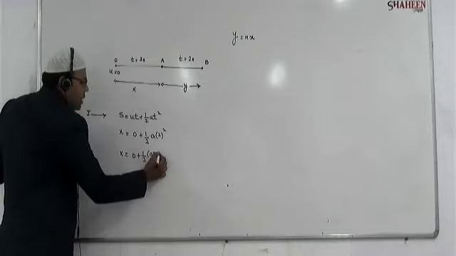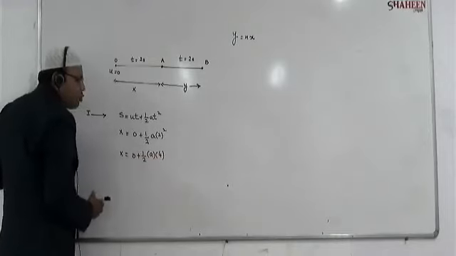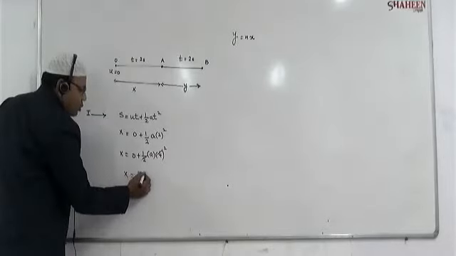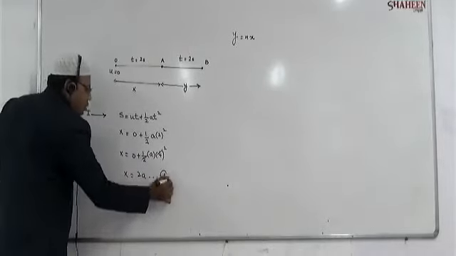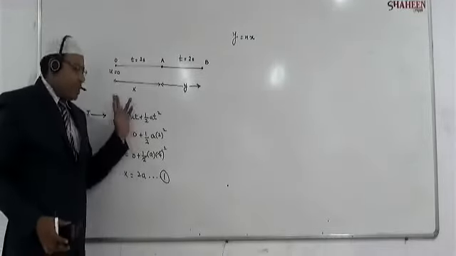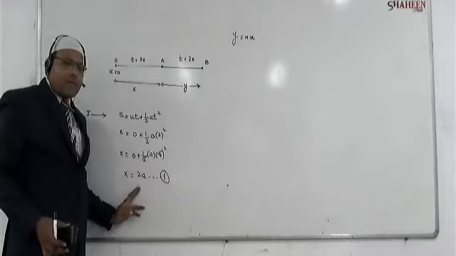So x is equal to 0 plus half a into t square. What is this t square? It will become 2 square, 4. Half times 4 is 2 times. So x is equal to 2a. Suppose this is equation 1. I hope it is clear. Simple equation we are using, substituting the given data. We are getting x is equal to 2a.